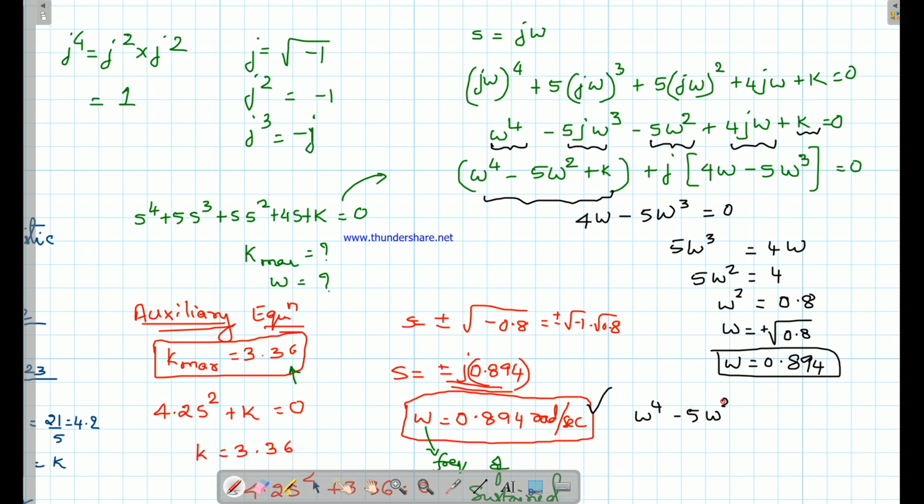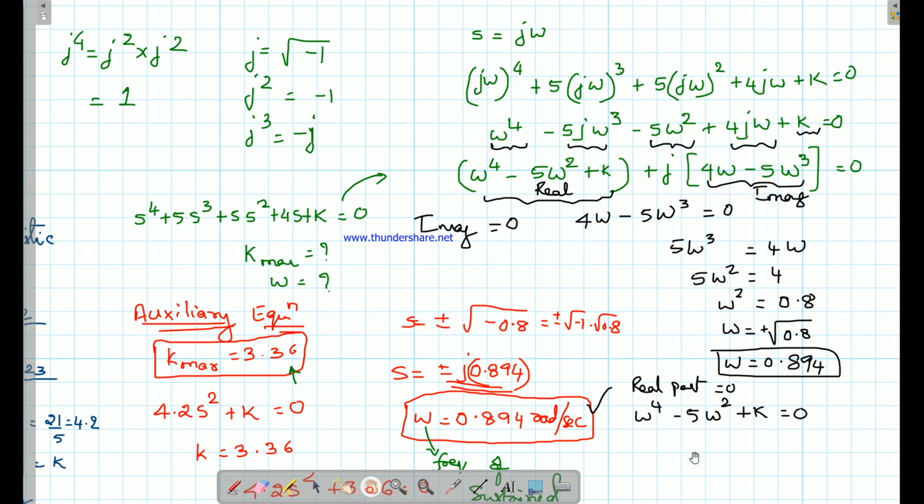So I am equating the real part. This was the imaginary part equating to 0. Now I am equating the real part to 0. So this is your imaginary term in the equation, this is your real term in the equation, and this is your imaginary term in the equation. So I am equating both to 0 to find out omega and k.